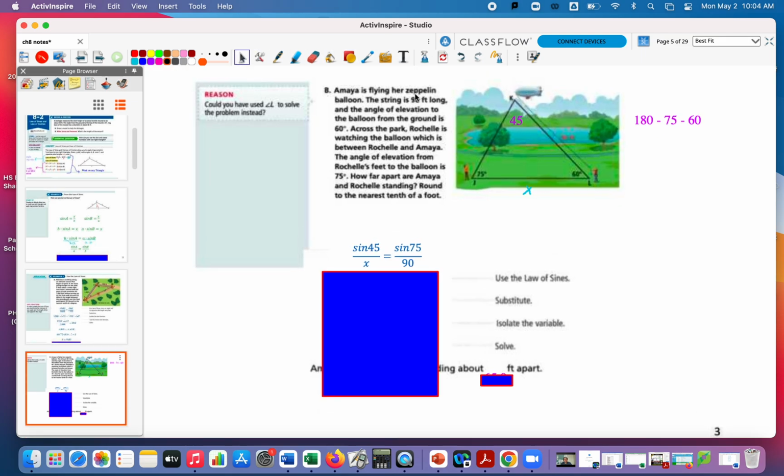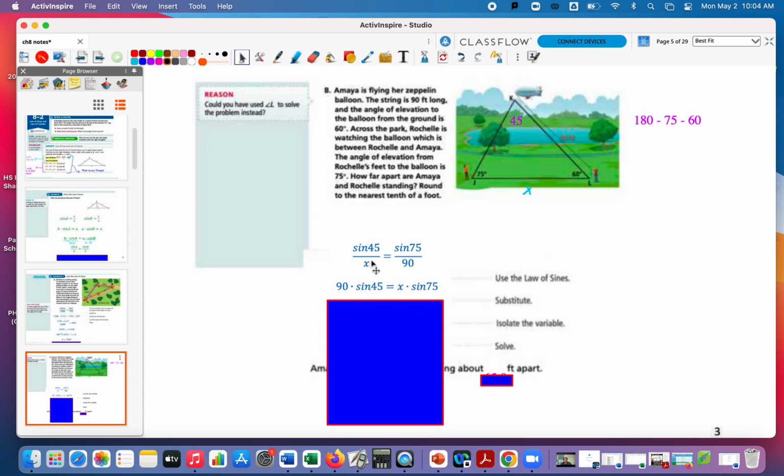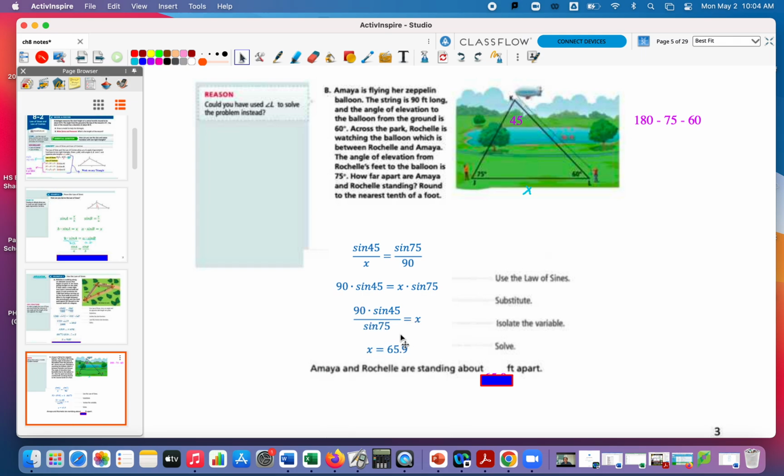There we go. So sine of 45 over X equals sine of 75 over the side here, which was 90. They said it was 90 long for the string. And once again, you're just solving, so you can cross multiply and all that good stuff, especially in this case when you have an X in the denominator. You're going to divide by sine of 75 eventually, and just type that in your calculator. You get 65.9. I don't need to worry about inverses here or anything like that. I know all my angles. It was on the last example that we had to do an inverse. So they're roughly 65.9 feet apart.